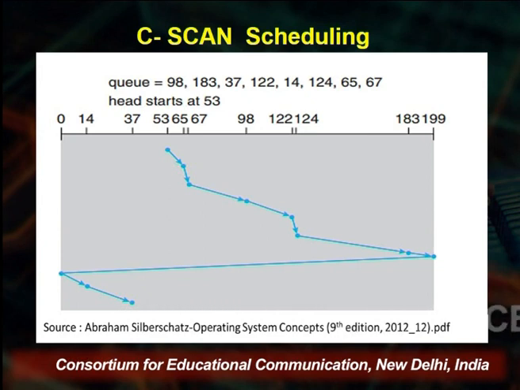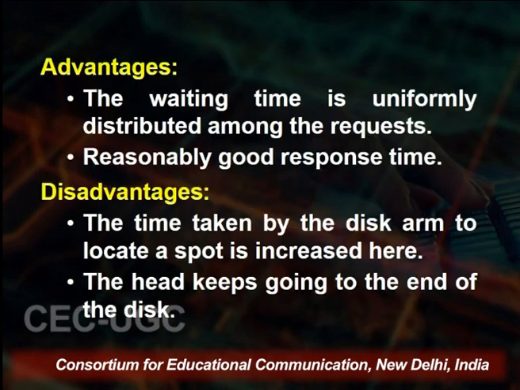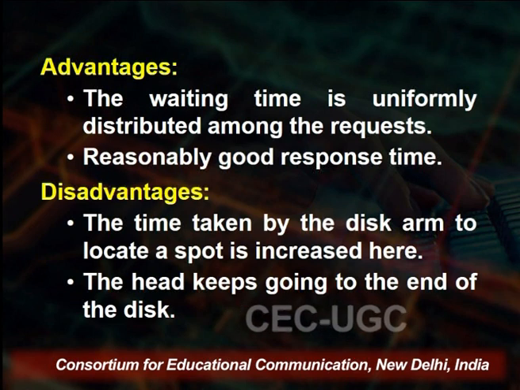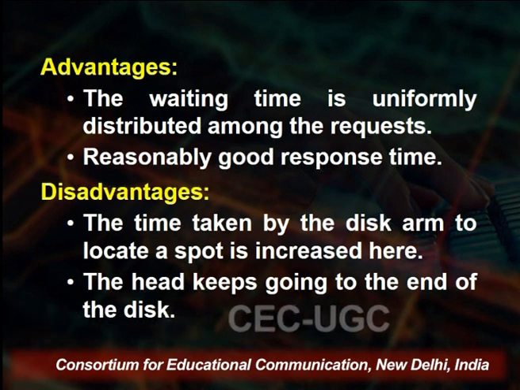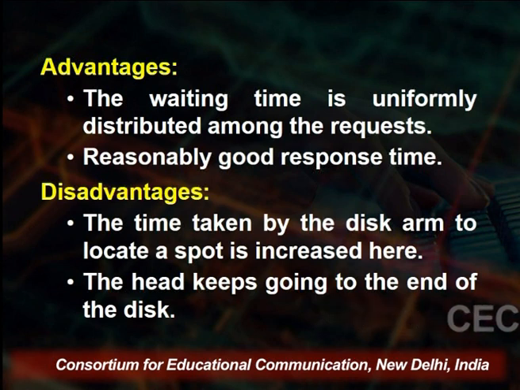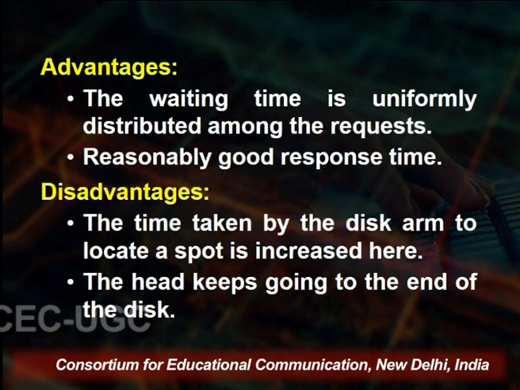Now one must be wondering, what are the advantages and disadvantages of this scheduling algorithm, in which we are sidelining the service of requests in one particular direction. So here the wait time is uniformly distributed among the requests. In scan you have seen the wait time varies a lot between the requests, but here the waiting time is uniformly distributed among all the requests, and the response time here also is reasonably good.